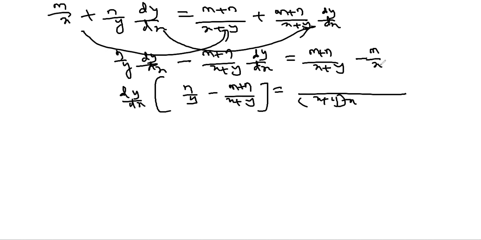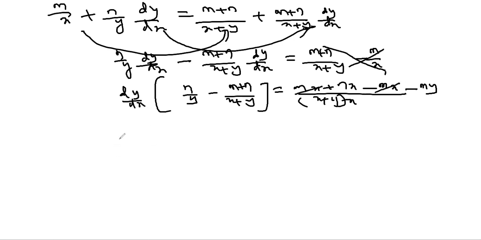So cross multiply: this x multiplies with (m plus n), and this x plus y is multiplied there. So m into x plus n into x, minus m into x minus m into y. This minus into plus is minus. So m into x minus m into y. So here minus mx and plus mx get cancelled.